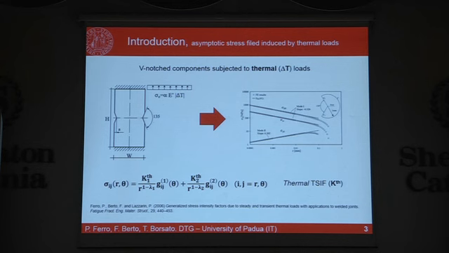Okay, we are talking about notch components, sharply notched components. And we all know that in such a geometry, the stress distribution near the notch tip is singular. That means that it is asymptotic. And the solution was first obtained by Williams several years ago.